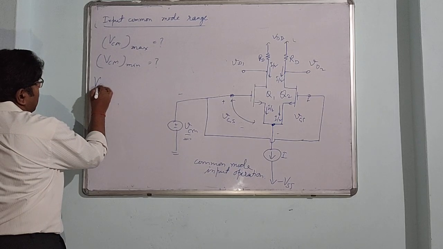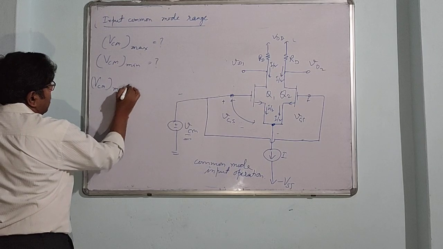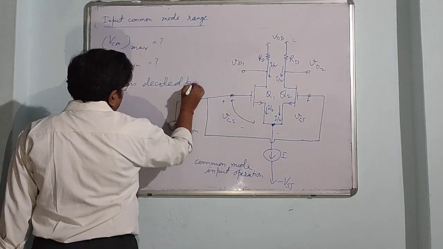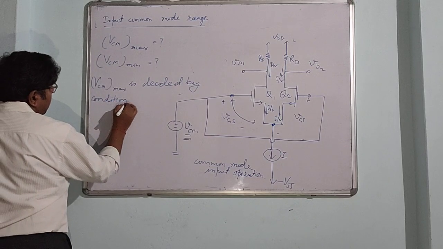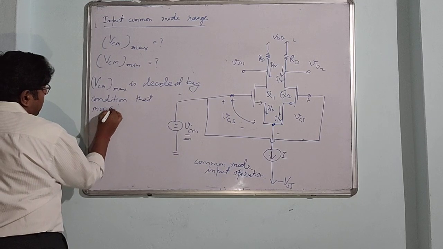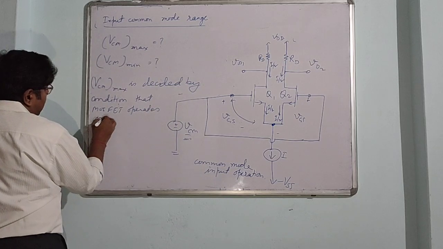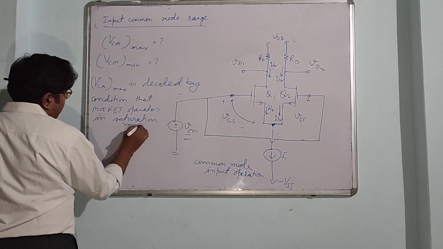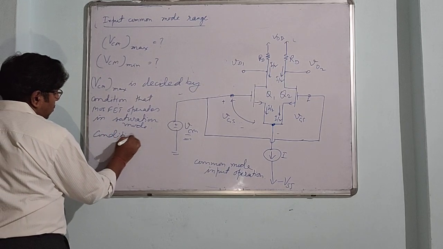So first we will calculate VCM max. VCM max is decided by the condition that the MOSFET operates in saturation mode. And what is the condition for saturation?